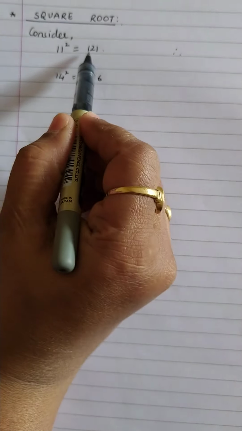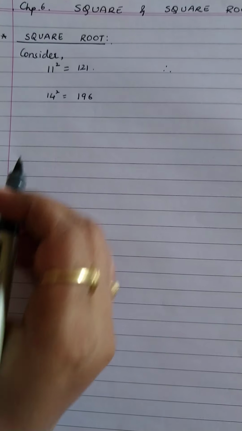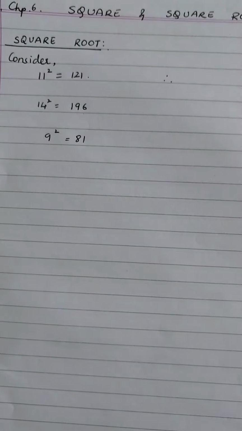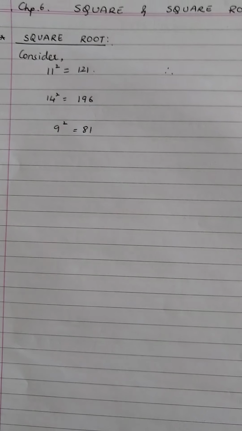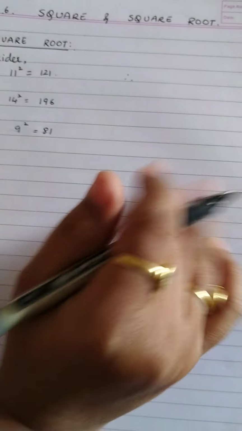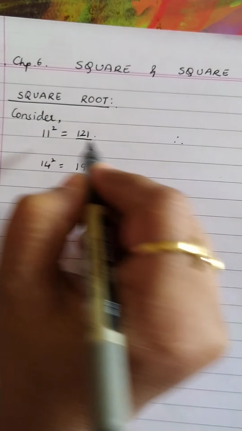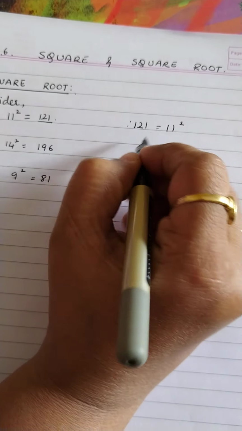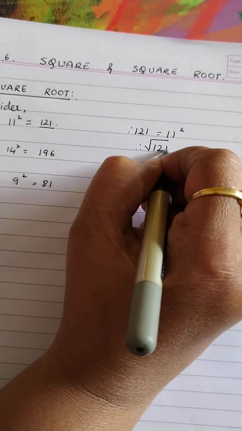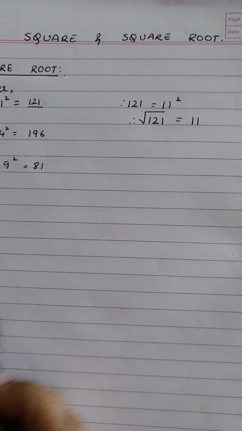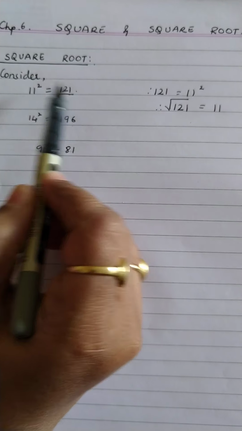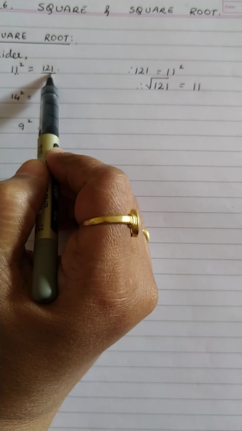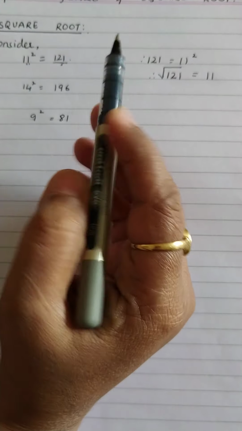We know that 11 square is 121, 14 square is 196, 9 square is 81, right? And we call 121, 196, 81 square numbers or perfect squares. So we say that 121 is 11 square. Therefore, we can say that the square root of 121 is 11. We can read this as 121 is the square of 11 and 11 is the square root of 121. I hope it is understood.